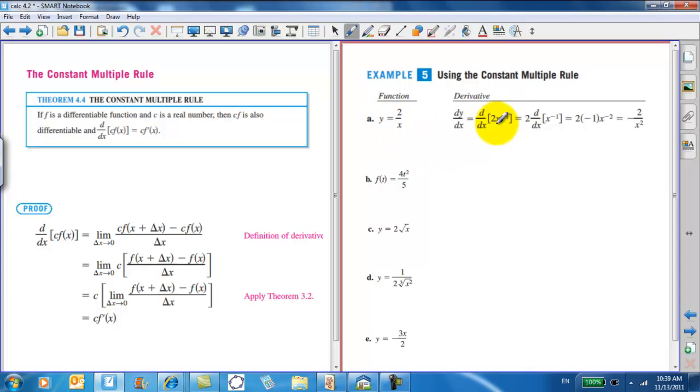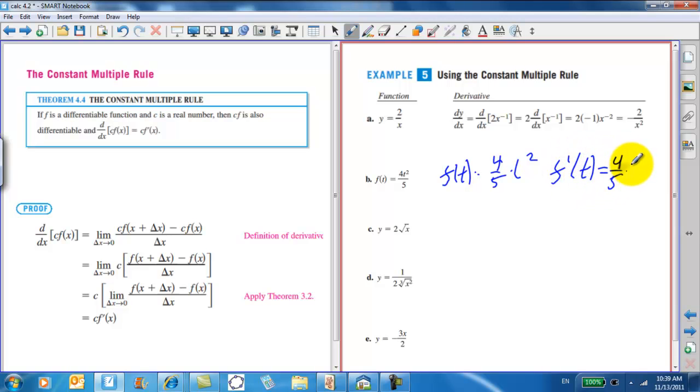Notice here in y equals 2 over x, you write it as 2x to the negative 1, and now this is a constant multiplier. So here, first of all, we think of f of t as 4/5 of t squared. And now, when we do the derivative, f prime of t, the 4/5 comes along for the ride, the 2 comes down in front, and we take t to 1 less power than the first. So that's how we get 8/5 t for the derivative of that.